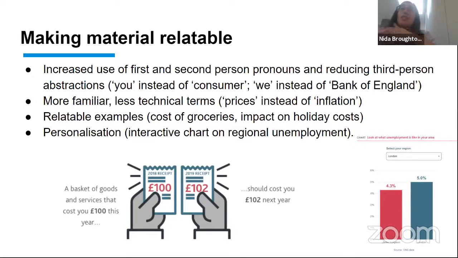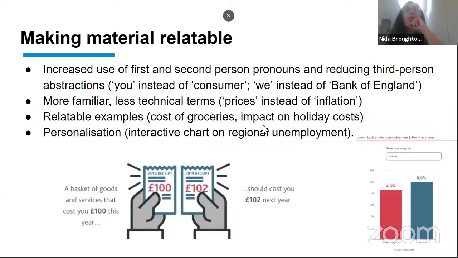So that included things like trying to put more first and second person pronouns in, so saying you instead of consumers. We also swapped in more familiar terms, so talking about price growth rather than inflation. We tried to put in relatable examples. So when we talked about inflation, we'd then talk about the cost of groceries. When we talked about exchange rate changes, we'd then bring in an example of holiday costs. And we also put in some elements of personalization. There's an example here on the right of the slide where we put in an interactive chart on regional unemployment so that you could have a look at unemployment in your area, not just the UK.